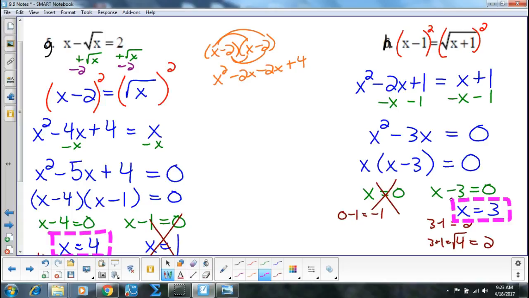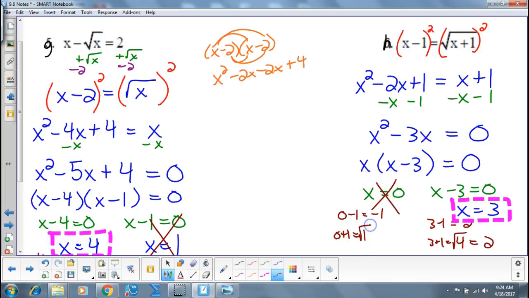Questions? If you didn't see that negative number over here, then you would have gone 0 plus 1 is 1, the square root of 1 is 1, and then 1 is not equal to negative 1. Okay?